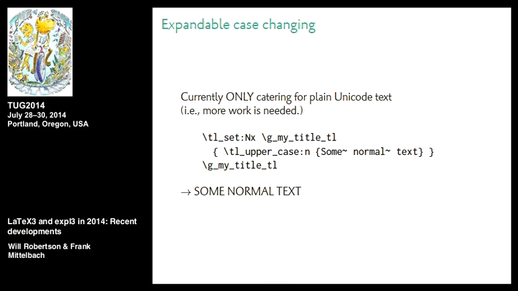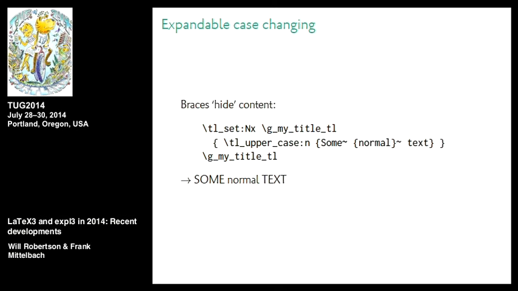I'm running out of time, so we'll just say this stuff is expandable, so you can do it inside of messages and so on if you need to uppercase or lowercase when you're writing to a file, which can be useful. And it's like BibTeX in that if you put braces around a string, then nothing happens. So we've got some normal text here with the braces, and that middle normal remains lowercase. That's important for dealing with BibTeX strings and stuff like that.